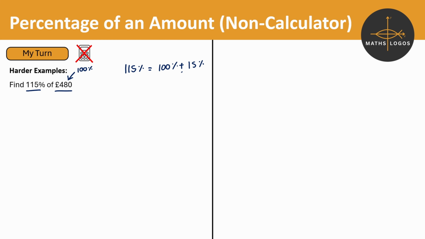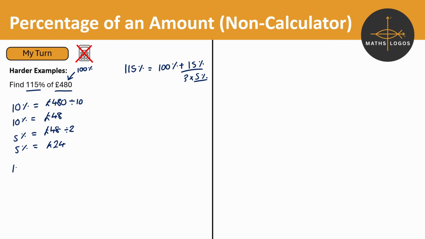And I could get 15% by doing 3 multiplied by 5%. So that's my building block, 5%. Let's work out what that would be. To work out 5%, I'm going to start by working out 10%. So 10% is equal to 480 divided by 10. 10% is equal to £48. 5% is going to be half of that. So 48 divided by 2. So 5% is equal to £24.